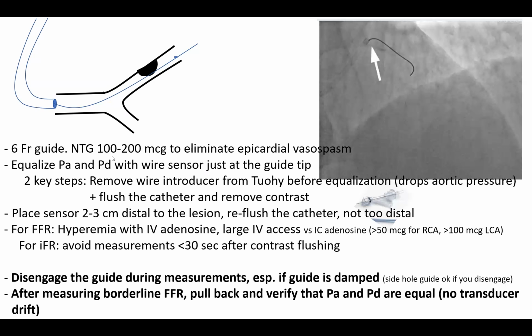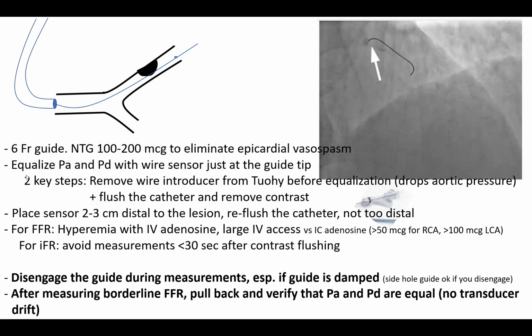It's very important to give nitroglycerin before you do your measurement. Why? Because adenosine is much more of a microcirculatory dilator than an epicardial dilator. It only has minor epicardial effect, whereas nitroglycerin is an epicardial dilator. So you need to give nitroglycerin to eliminate any potential epicardial vasospasm, including vasospasm from wiring itself.